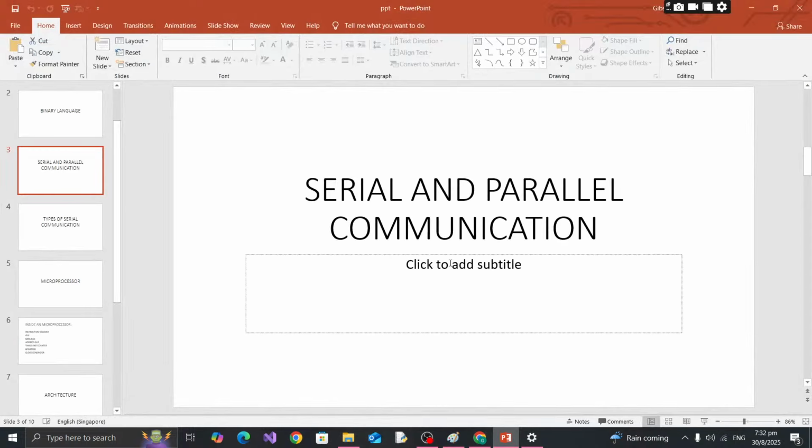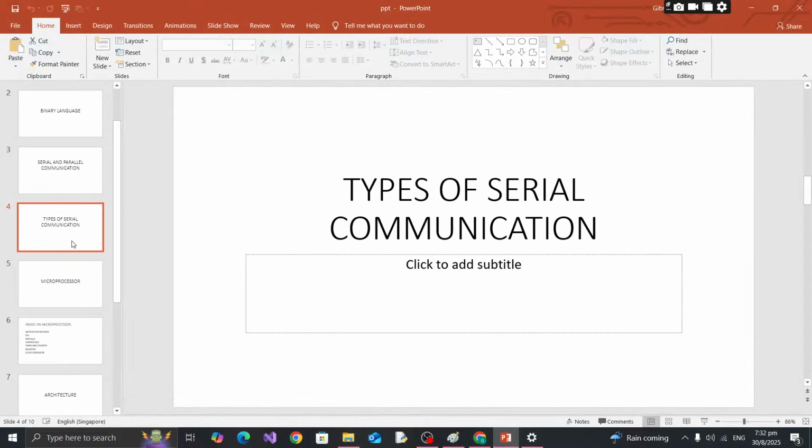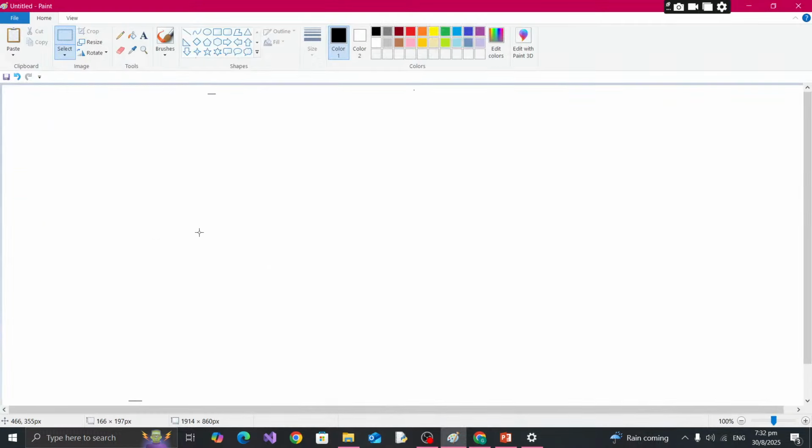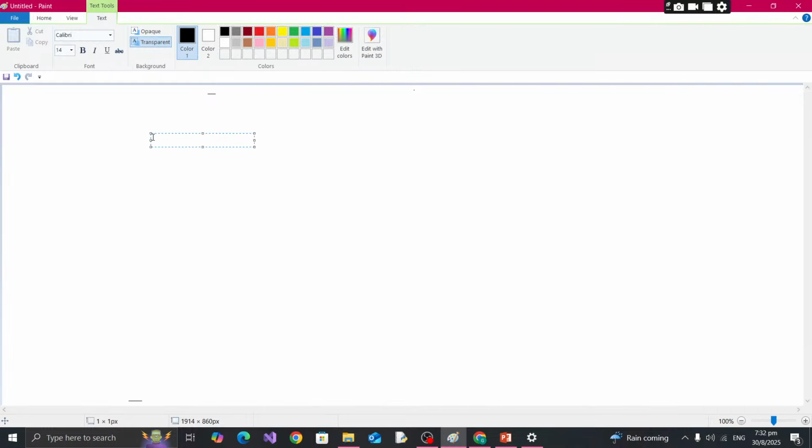Next, what are the types of serial communication? Since we are using it in the outside environment, apart from the chip, we use serial communications. What are the serial communications we use? We use UART, we use SPI, and we use I2C.